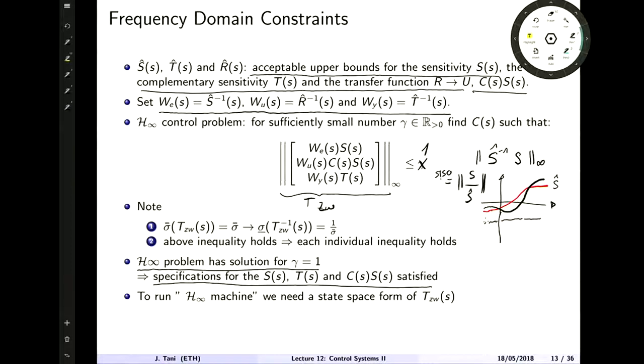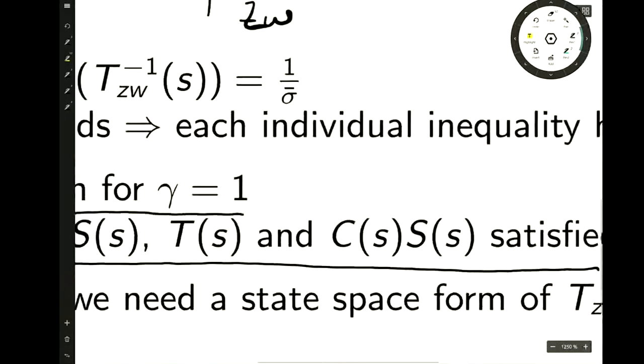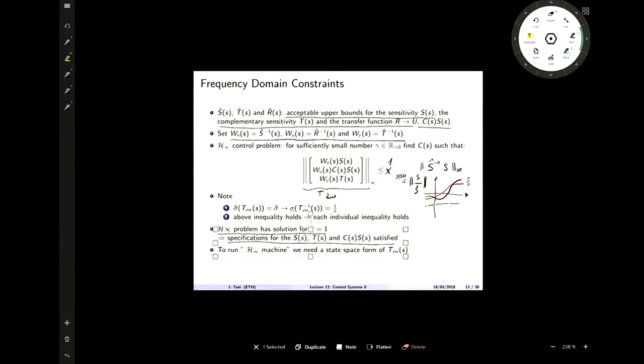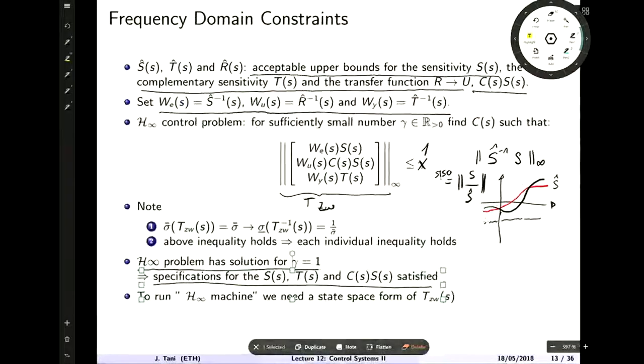So we set 1, and then in here, instead of WE, we put an acceptable upper bound, right? Which is exactly the red function here, the red transfer function. Now, the S of s that we can influence with the controller, so inside the H infinity machine, we will change S of s.